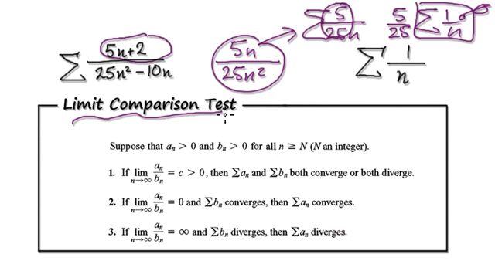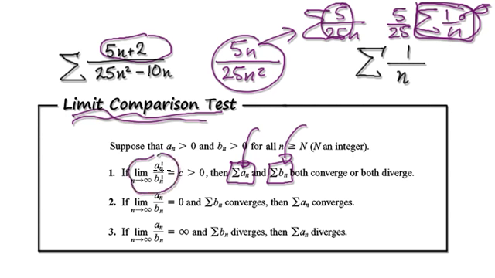So with the limit comparison test, you are trying to investigate this series a_n, but then you're going to compare it with a series that you know something about. Well, we know this series is going to diverge. So with the limit comparison test, you always need to compute this value here, a_n over b_n.